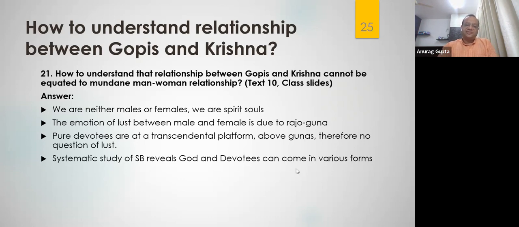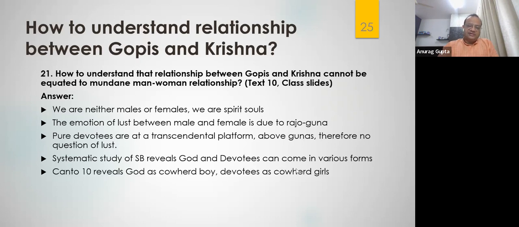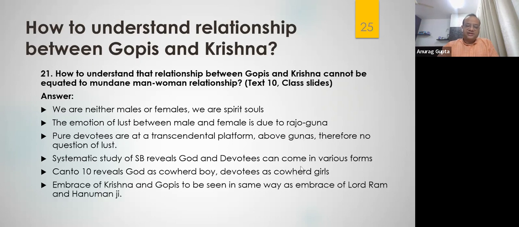Systematic study of Srimad Bhagavatam reveals God and devotees can come in various forms. Canto 10 reveals God as a cowherd boy, devotees as cowherd girls. The embrace of Krishna and the gopis is to be seen in the same way as the embrace of Lord Ram and Hanumanji. Okay, so that gives you a good idea of why the embracing of the gopis and Krishna is not at a mundane level. It's a very, very transcendental emotional exchange between the Lord and the devotee. That is what we need to understand.